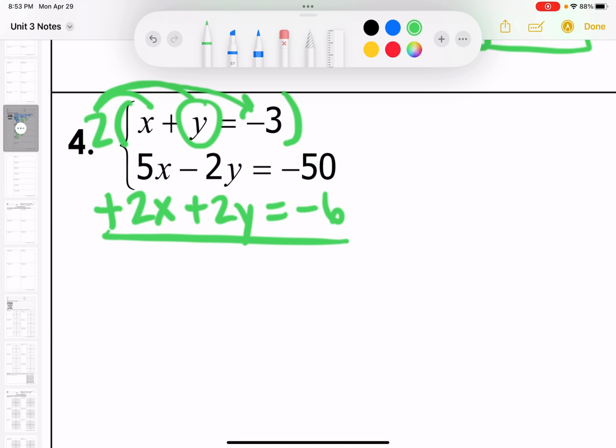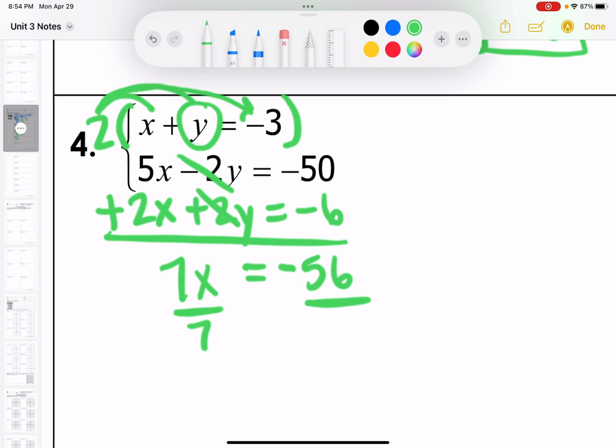So 5x plus 2x is 7x. Negative 2y plus 2y is 0, so those cancel. And negative 50 plus negative 6 is negative 56. Now I'm going to divide both sides by 7, so x is going to equal negative 8.